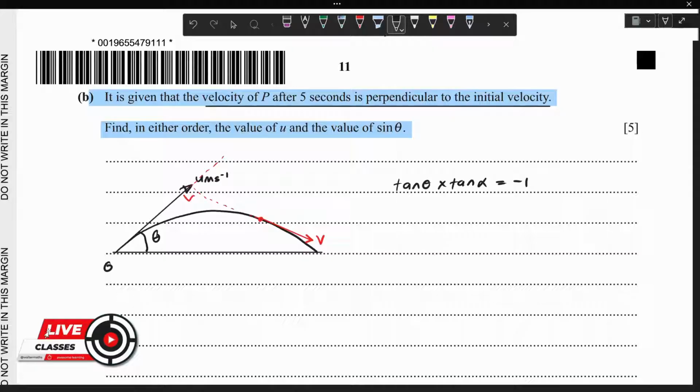Okay, so that is something very important for you to know. In this case, theta is the angle of projection. When we talk of tan theta, basically that's the initial velocity vertical-wise over the initial velocity horizontal-wise. So tan theta is equal to u sine theta over u cos theta.